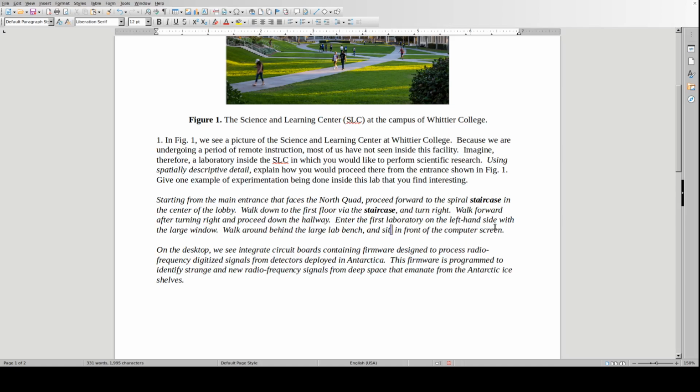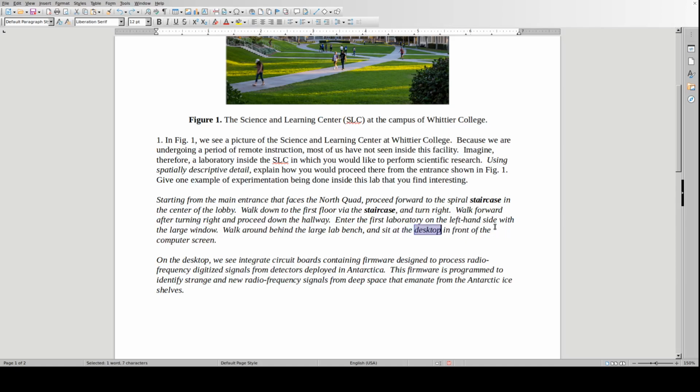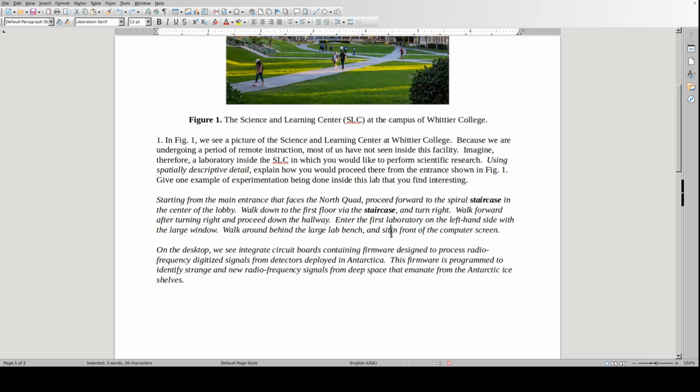Walk around behind the large lab bench and sit in front of the computer screen. Let's look at what it looked like before. Walk around behind the large lab bench and sit at the desktop in front of the computer screen. That's a little bit longer, and it almost is kind of confusing. Like, is there a desktop and a lab bench? Or if I said lab bench twice, am I referring to the same one? It's actually simpler just to cut that phrase. Notice I've added and cut and added and cut, so my paragraph actually has decreased in length a little bit, and yet it's becoming more clear as we edit it.